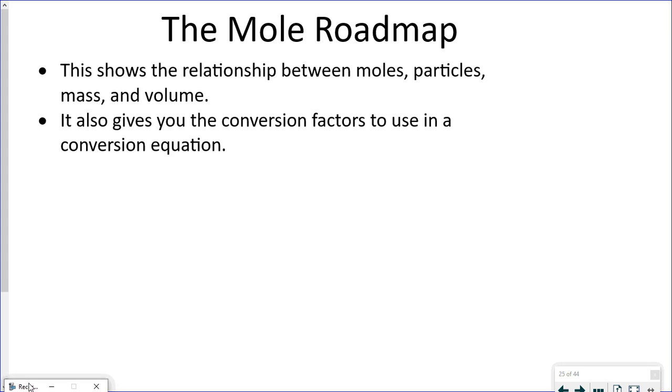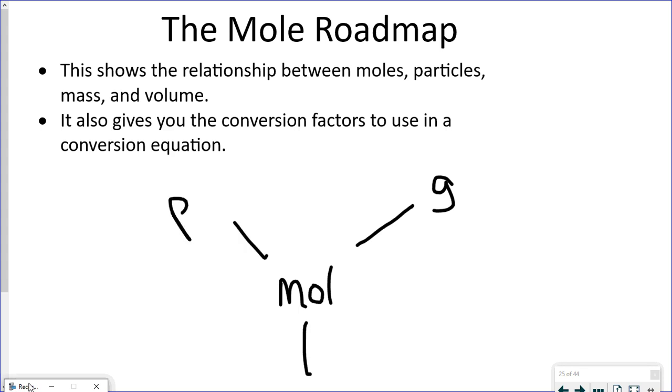Alright guys, in this video we're going to put together all of the conversions we've learned so far to do some multi-step conversions. One way that you can look at how to do multi-step conversions is a mole roadmap, and you can search for images of this, but it basically looks at all the relationships that you can use. So mole can be changed into grams, liters, or particles.